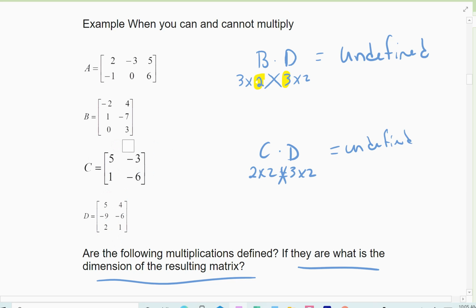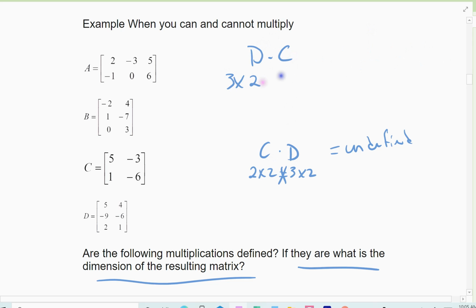What happens when I flip C and D? I'm going to leave that one up here, and I'm just going to erase the one above it. So I have C times D there. The last one I asked you to do was, what if I flip D and C? So I'm going to take D first, then C. D was a 3 by 2. C was a 2 by 2.